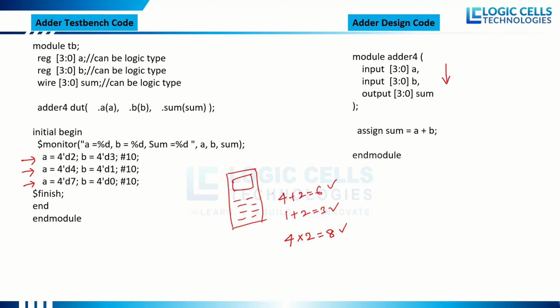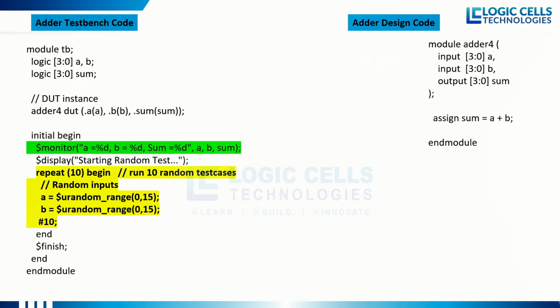Like that, if we check manually, we can provide hardly some 10 cases, right? Here we have provided 3 such cases. Through this, we can't say this design is working fine, right? In verification, we need more test cases to exactly tell that the design is working fine. So in the next stage, we added randomization.